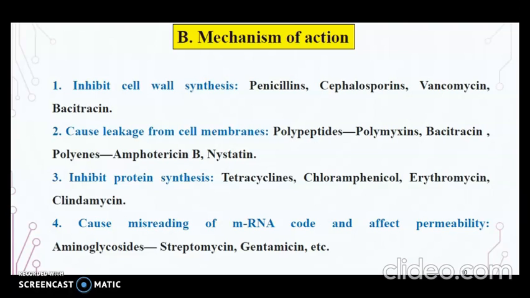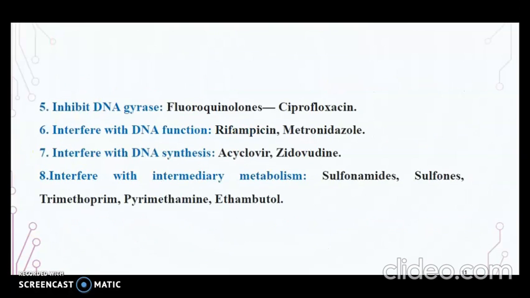And those that cause misreading of mRNA code and affect permeability, they are the aminoglycosides like streptomycin and gentamicin. And the ones which inhibit DNA gyrase are fluoroquinolones like ciprofloxacin. Those that interfere with DNA functions are rifampicin and metronidazole. And those that interfere with DNA synthesis are acyclovir, zidovudine.